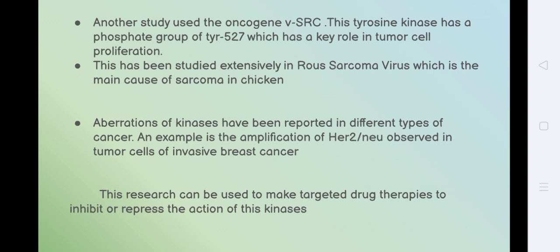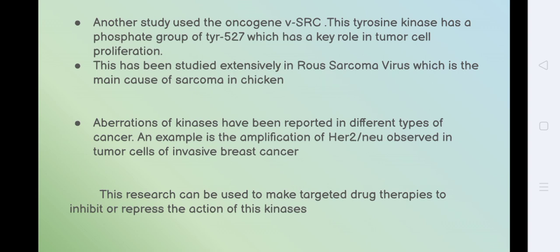So, by doing all these studies, all this research, we can make use of targeted drug therapies. If we know where the mutations or the deletions are present, targeted drug therapies can be made accordingly, so that they would inhibit or repress the action of these kinases.